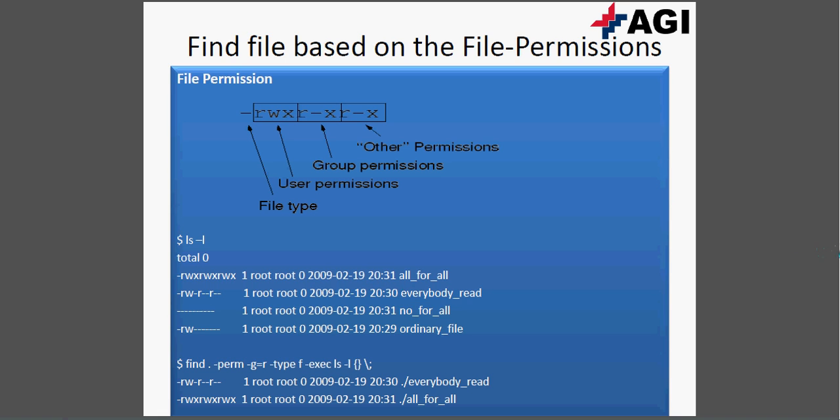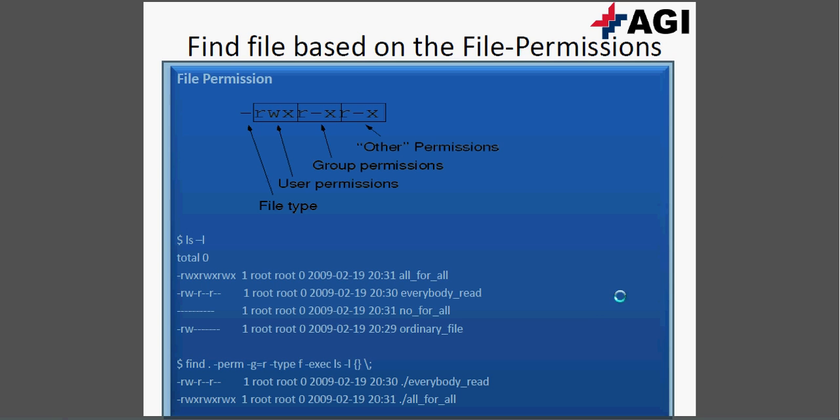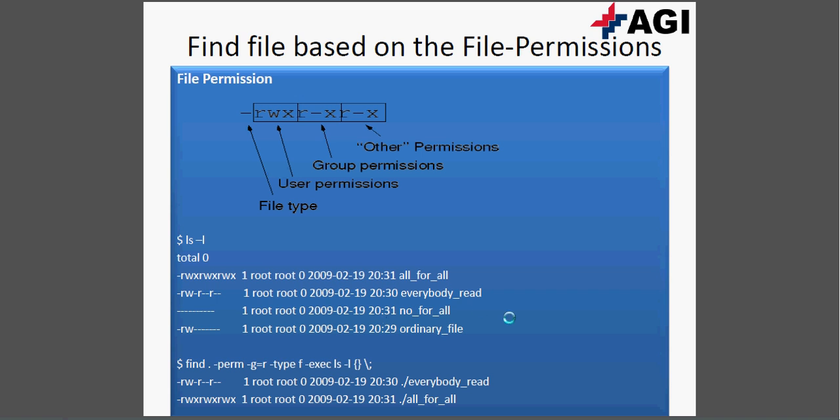So based on that, how I can use find is: I can say find with my target directory, then I use this perm option, where the G represents the group, and I'm looking for the files which have the permission read for the group. Also I'm specifying the type of file, and finally I'm taking this output and putting it to the exec command and doing a long listing of the results. So as you can see, there are two files out of the four above which have the permission for the group as read.